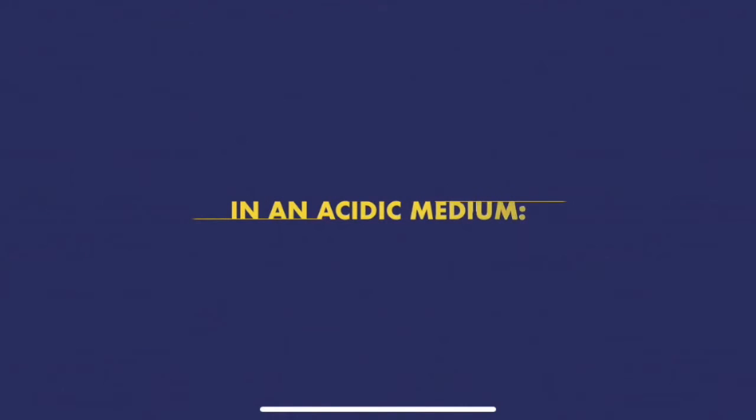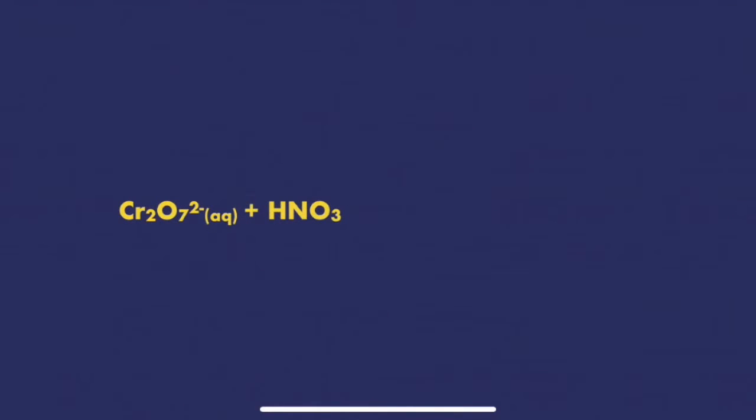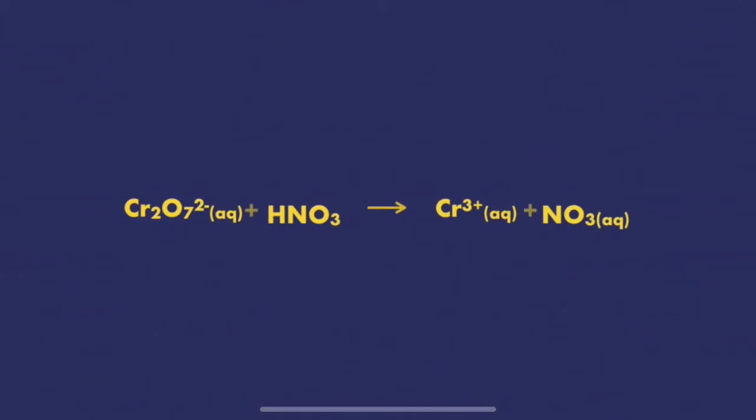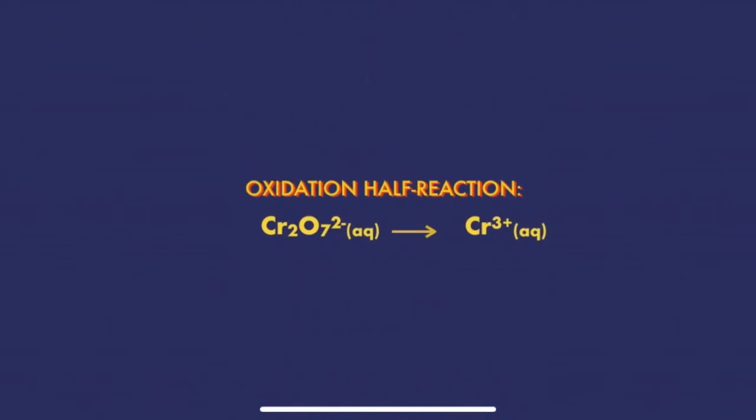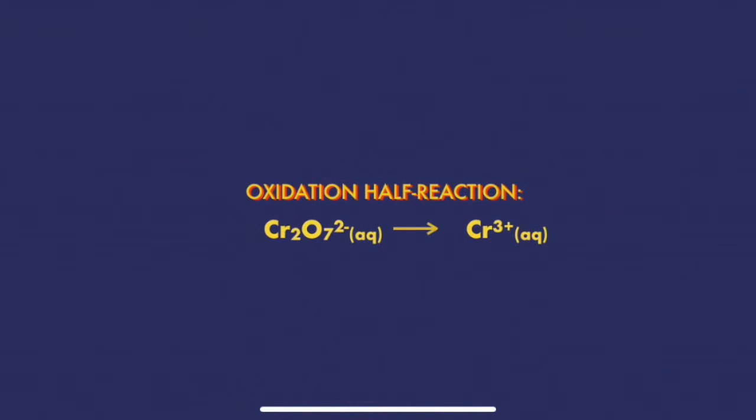First, let's talk about reactions in acidic mediums. Let's take this as an example. Let's work on this reaction between chromate and nitric acid to form chromium and nitrate. Let us work on balancing these two equations separately. We start with the elements that are not hydrogen and oxygen.